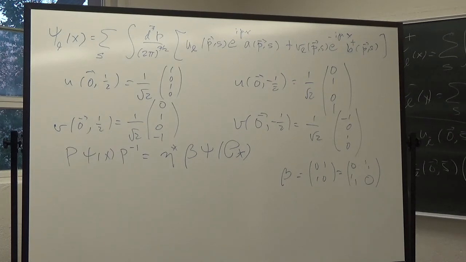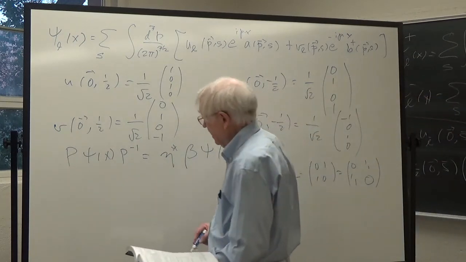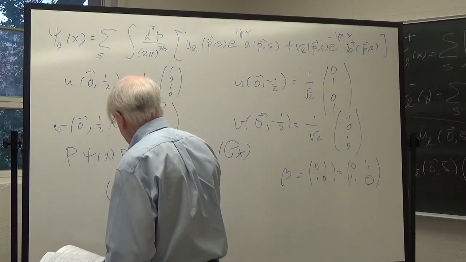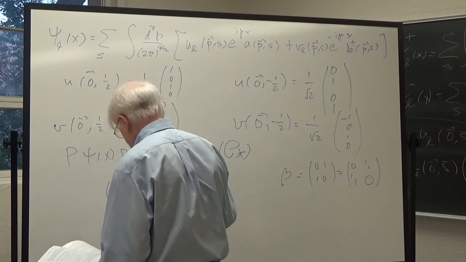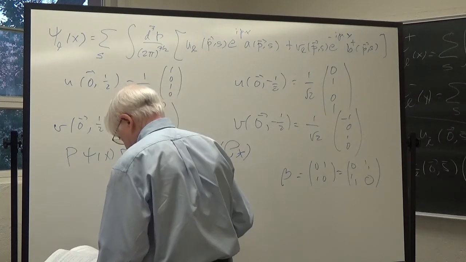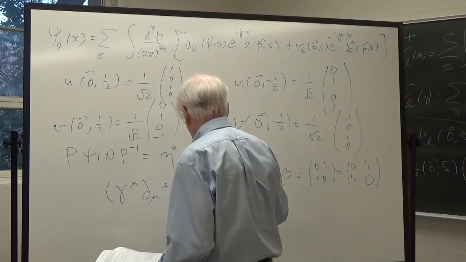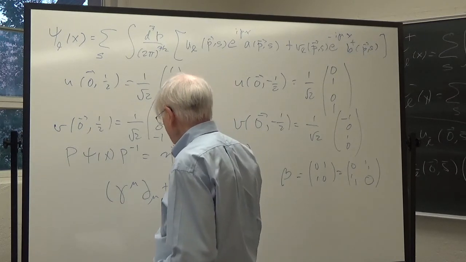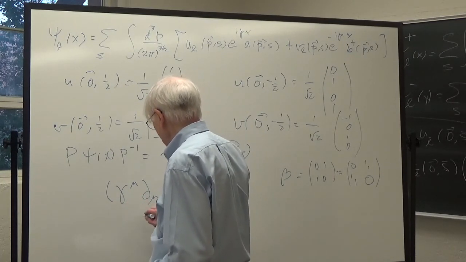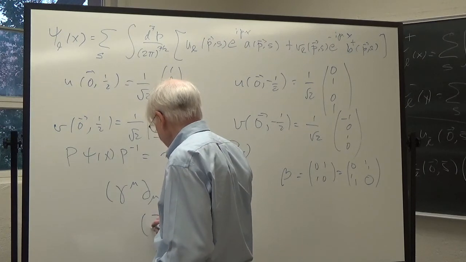Weinberg derives the Dirac equation in a rather super complicated way. I mean, it's correct, of course, but anyway. The Dirac equation then is, and this thing is often written as D slash.